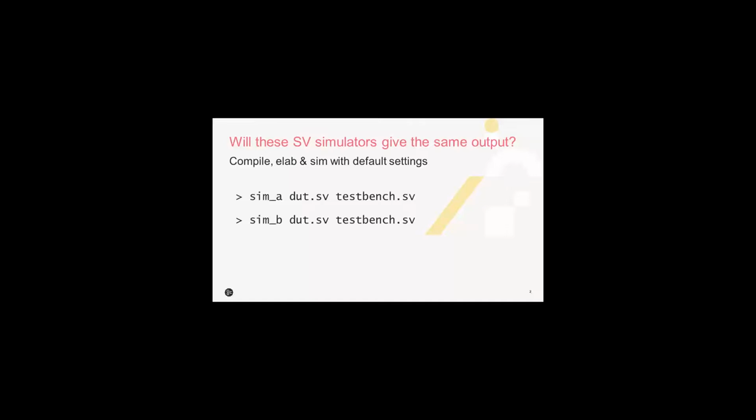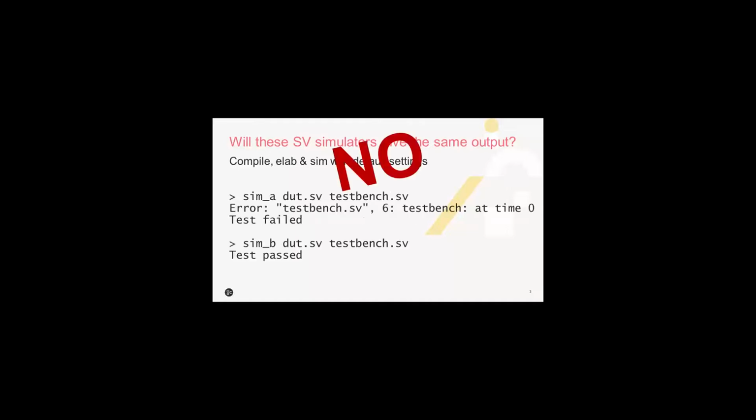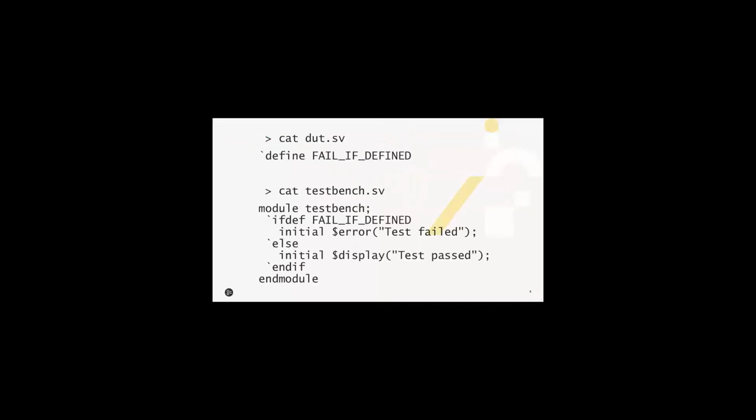So we've got two simulators here, and these commands will compile, elaborate, and then simulate the System Verilog. We'll just use their default settings. Now the question here is, do we expect them to give the same output? We don't actually expect them to have the same output necessarily. And here, running on two of the main three simulators, we get different results. So what's going on here then?